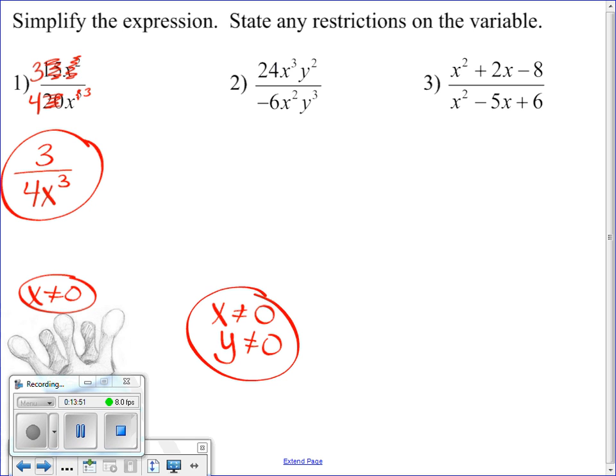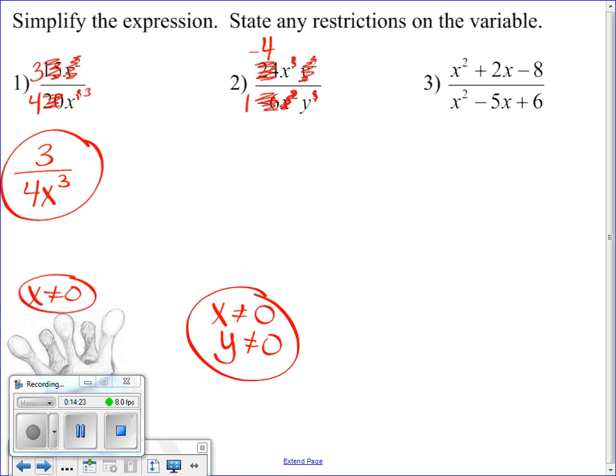The -6? I can divide them both by -6. 24 divided by -6 is -4. -6 divided by -6 is 1. How many x's can I cancel? 2, because there's 2 down here. How many would be left on top? Just 1. How many y's? Good. I can cancel 2, which would leave me only 1 on the bottom.